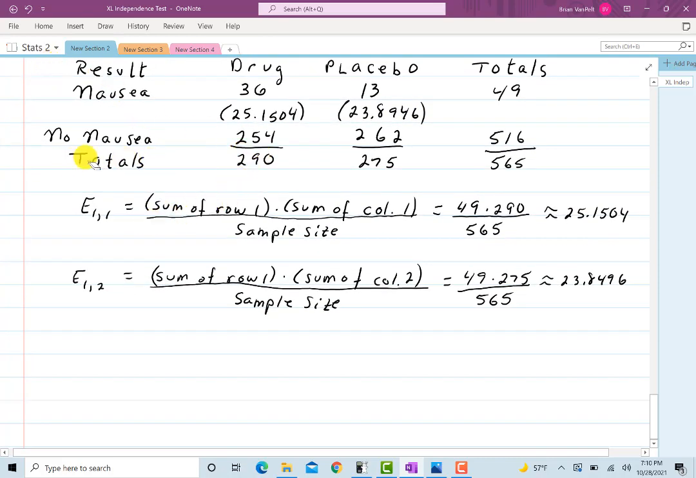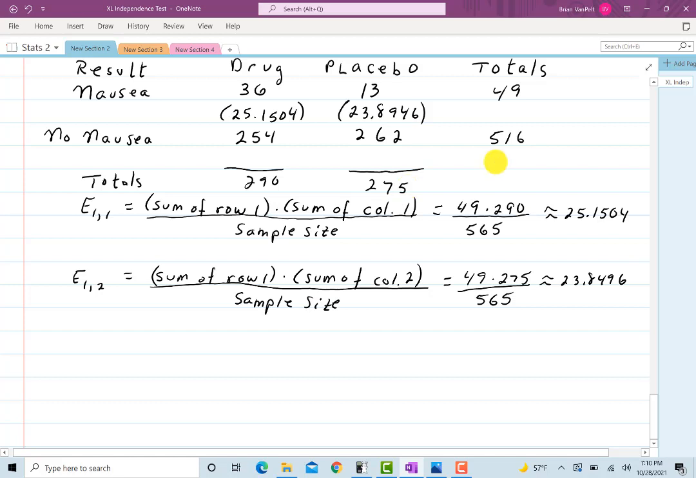I'll start with, it looks like I didn't give myself space in here to put these things in parentheses. So let me put the totals underneath of that. That was still 290. This was still 275. And this one was 565.